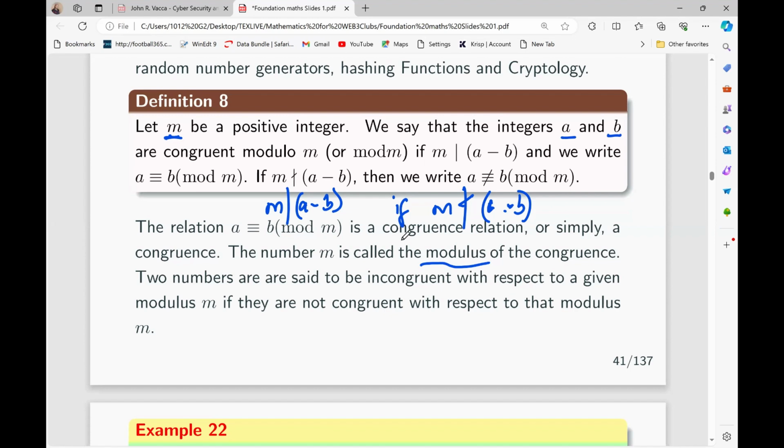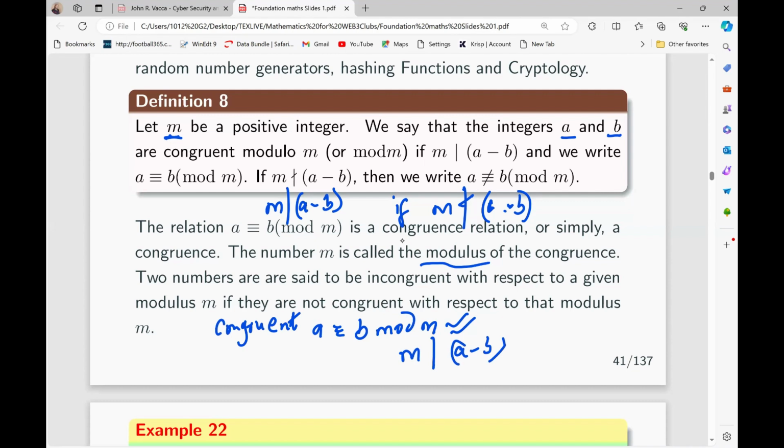Now that is the definition of congruence, and this is how we write it. If A is congruent to B, then we write A is congruent to B, mod M. And we know what this means. A is congruent to B, mod M, if M can divide the difference between A and B.